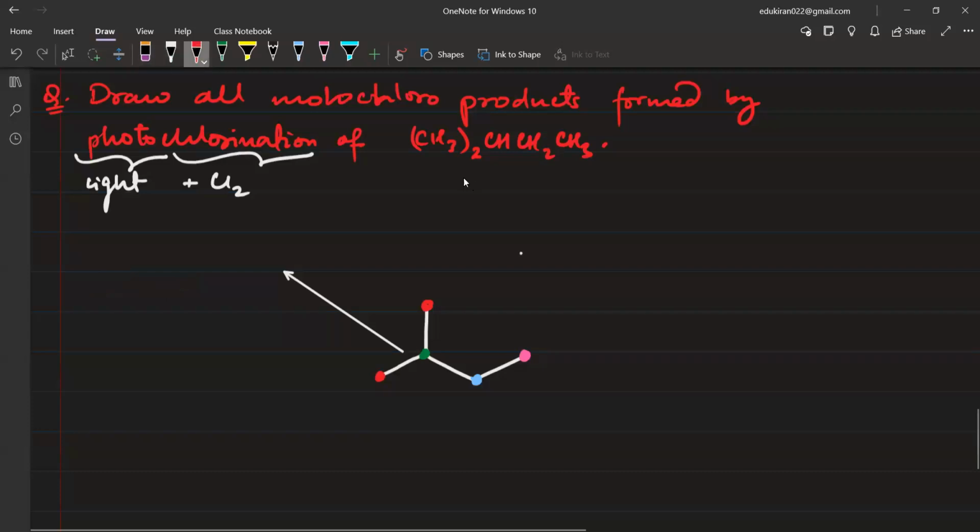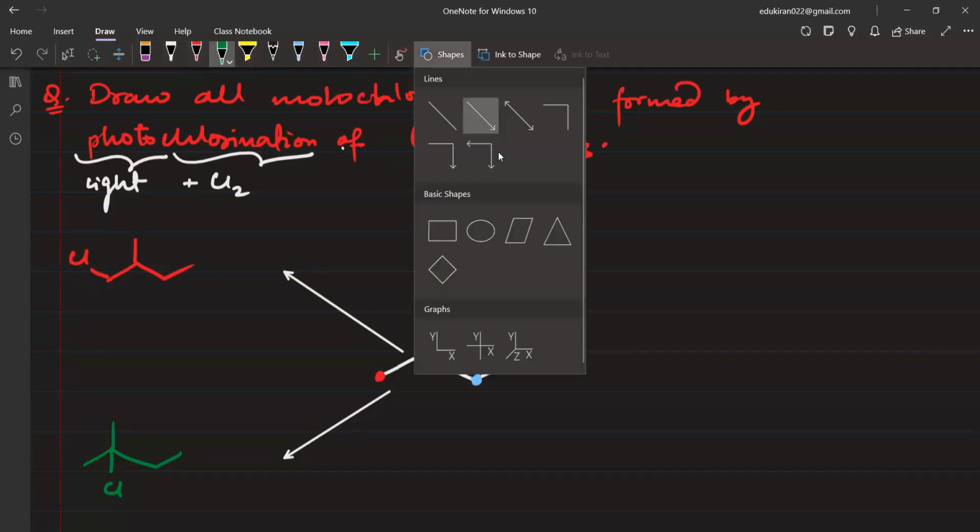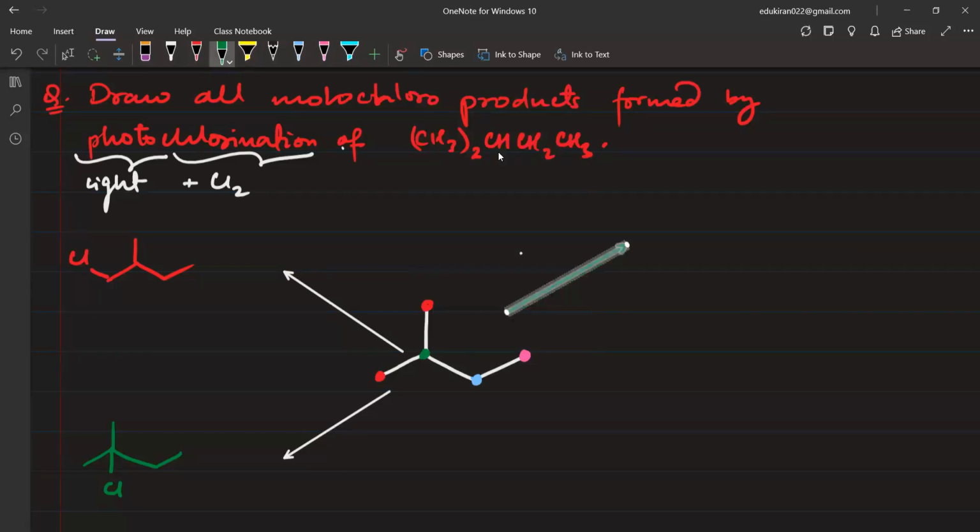What you need to do is just make the compound as it is and add chlorine on the red one. One product is this. Then what else you can do? Let's do for the green one. For the green one, everything same, and on the green one, you will attach a chlorine. Right? Then the next one, let us take the blue one.